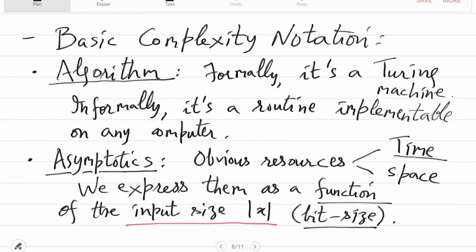So basic complexity notation is these keywords: algorithm, asymptotics. So an algorithm is something which runs on a Turing machine, or it is a Turing machine. Asymptotics is to do with how many resources the Turing machine used. And most importantly, it has to be expressed as a function of the input size. And the size is in terms of bits, the number of bits.